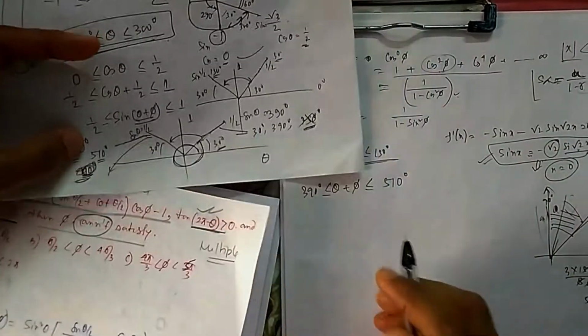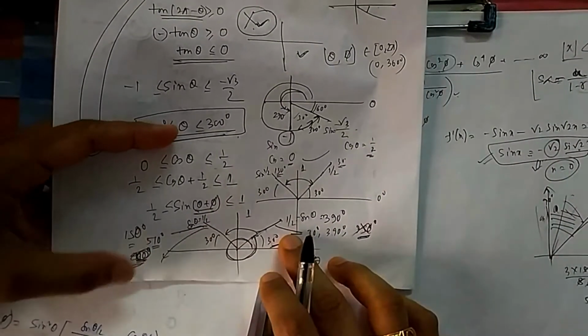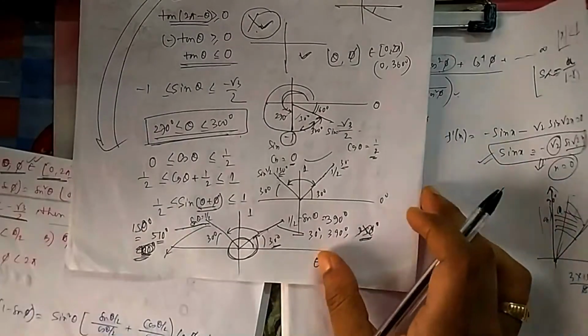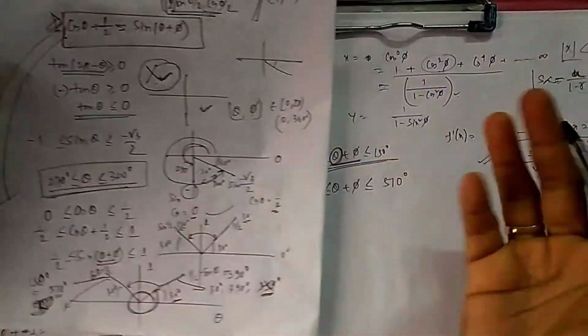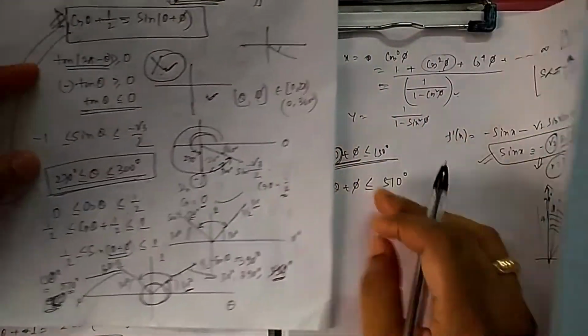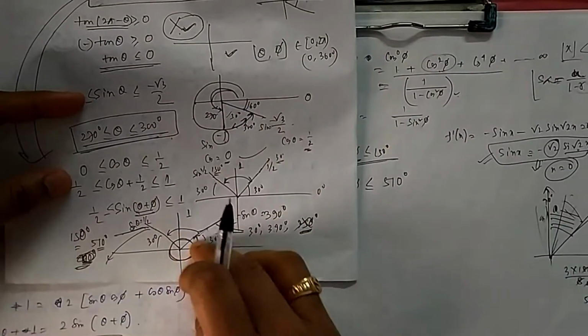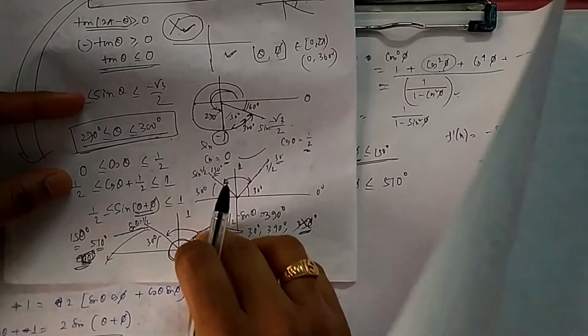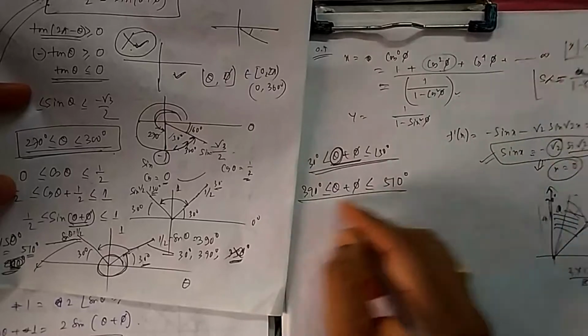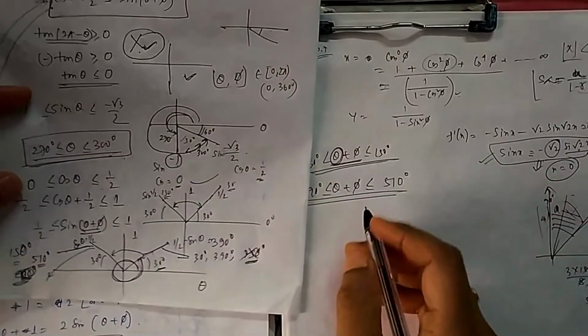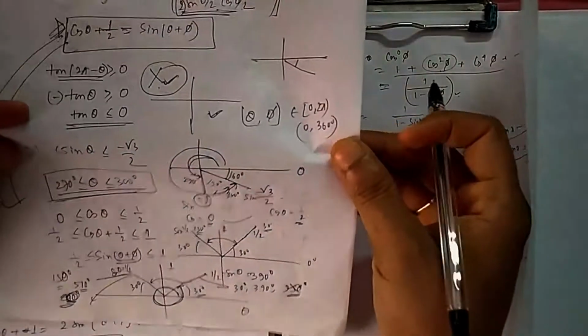Here also the same. You cannot take two rotations, because in that case your theta and phi both should be limited within 360. The sum will go beyond 360. So you cannot take more than one rotation. If you take two rotations, then you are crossing two rotations and then coming again. It is not possible. So this is the possible one. Now what is the minimum value and maximum value of phi? Let me calculate.